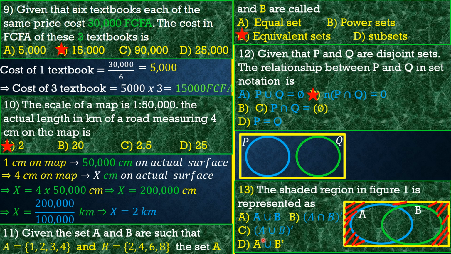Then option D is that A union B prime. B prime, guys, is simply not B, everything except B. Then if you combine it with A, you're going to have the entire set. Great. So guys, option C has to be the best option for this question.